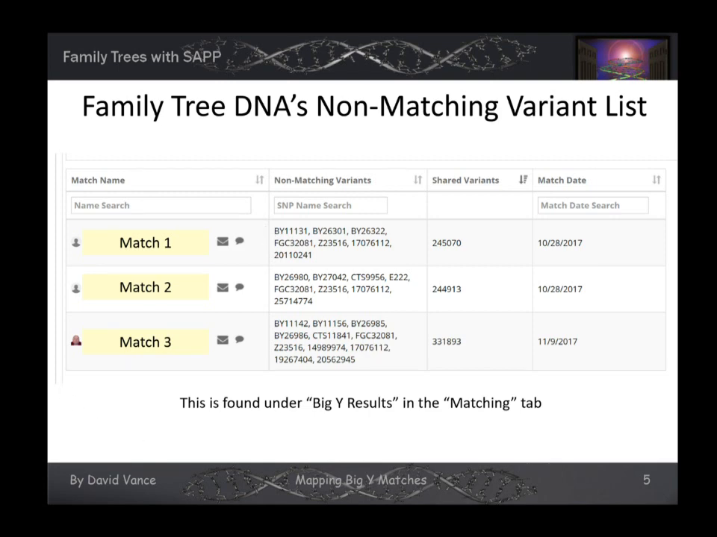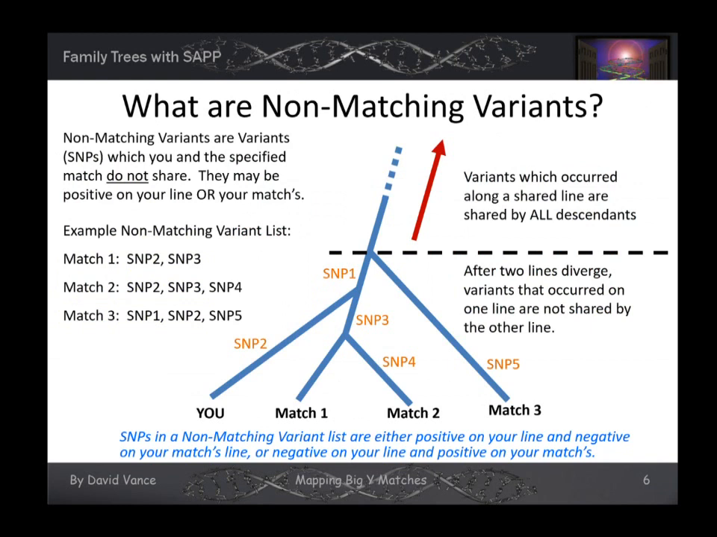So, what exactly are non-matching variants? Well, they're variants that you and that specified match, whichever match 1, 2, or 3 for my purposes, do not share. So they may be positive on your line or your matches, and that'll be important in a minute. But let's talk about first of what they are.